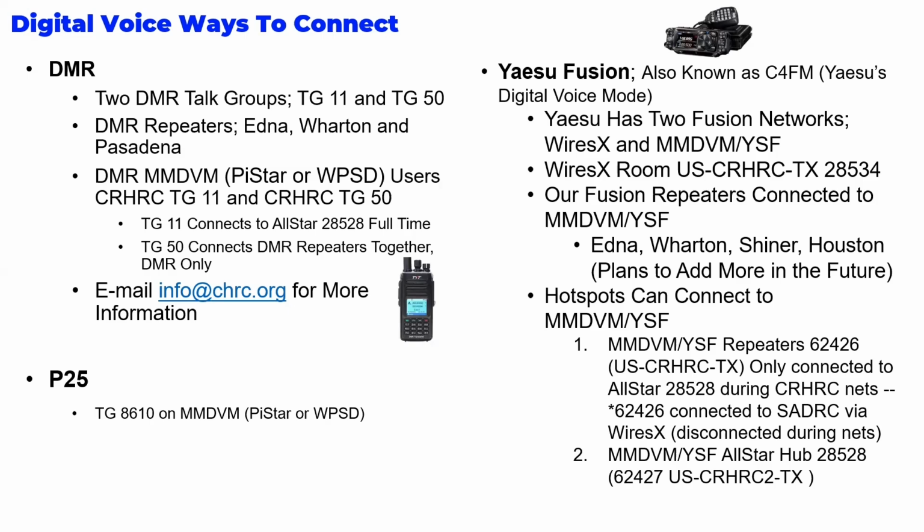DMR server configuration. If you have any problems or questions regarding connecting, we can be contacted at info@crhrc.org. Just shoot us an email and we'll get your questions answered. But we're not running anything with Brandmeister. Everything is run on HBlink software, and that's run on our server. So it's all independent of Brandmeister.